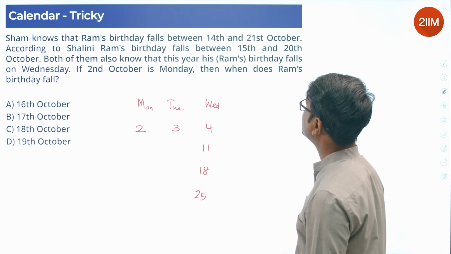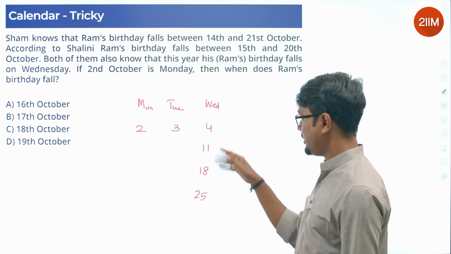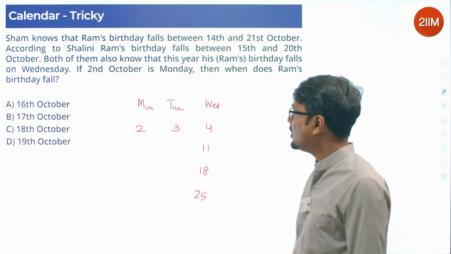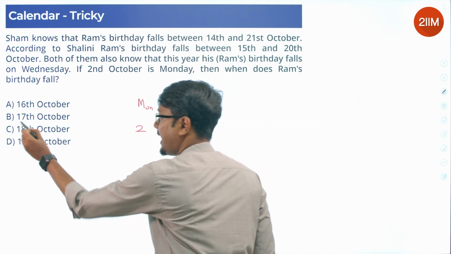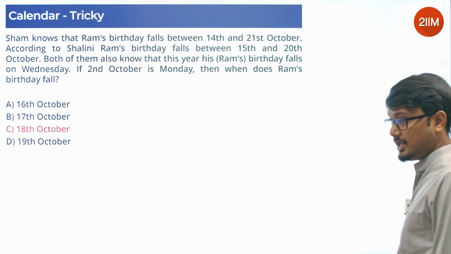Quite simple. Now the question says, when does Ram's birthday fall? So it should be 18th or 11th or 25th. We have the range 14 to 20, or 15 to 20, whatever it is. The answer is supposed to be 18th of October. We get it. The answer is option C. Yes, right answer.